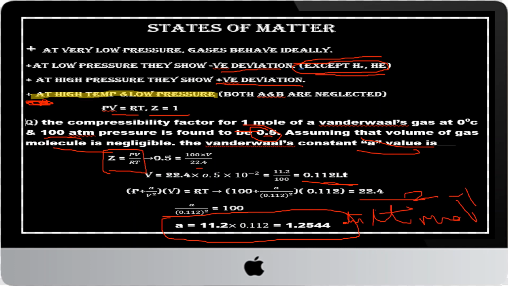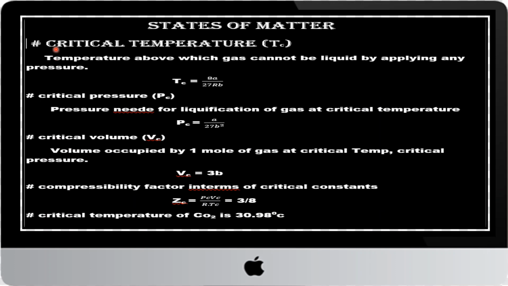This is a problem showing how they ask by intermixing the van der Waals equation and the compressibility factor. Remember the important terms. Critical temperature, represented by Tc, is the temperature above which a gas cannot be liquefied by applying any pressure, however high the pressure is. The gas will not liquefy above a certain temperature. That temperature is called critical temperature. Critical temperature has the equation Tc equals 8A by 27Rb.